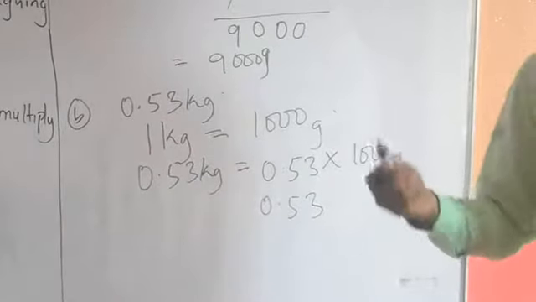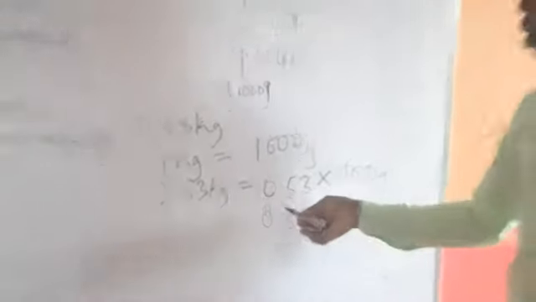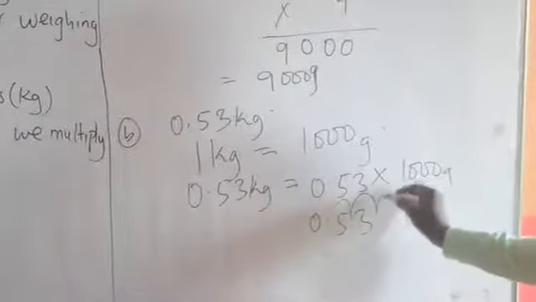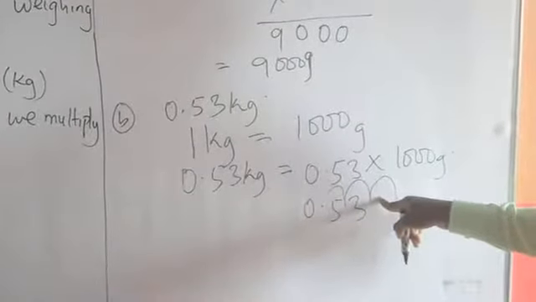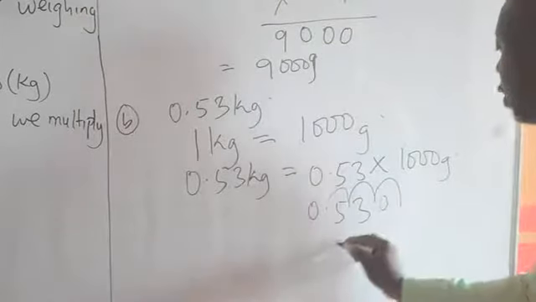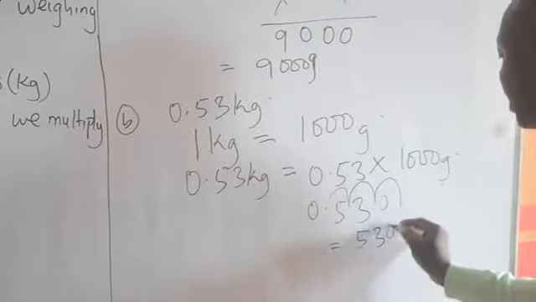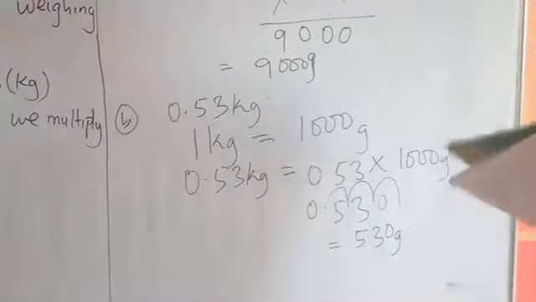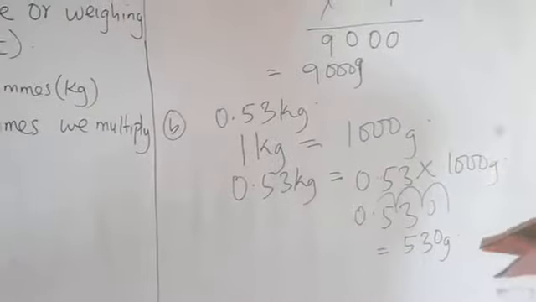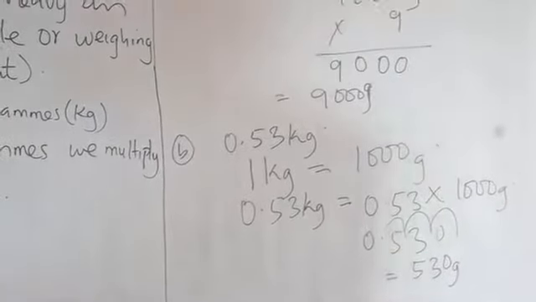That is the major reason why we shift the decimal point 3 places. 1, 2, 3. So this empty space will indicate 0. So it's equivalent to 530 grams. 0.53 kilogram is equivalent to 530 grams. Is that taken?